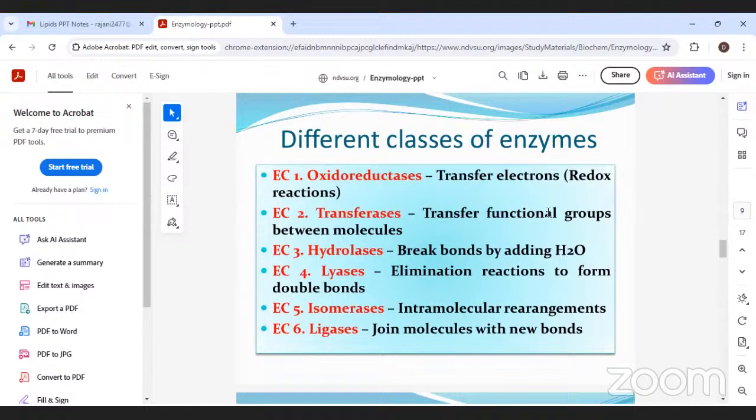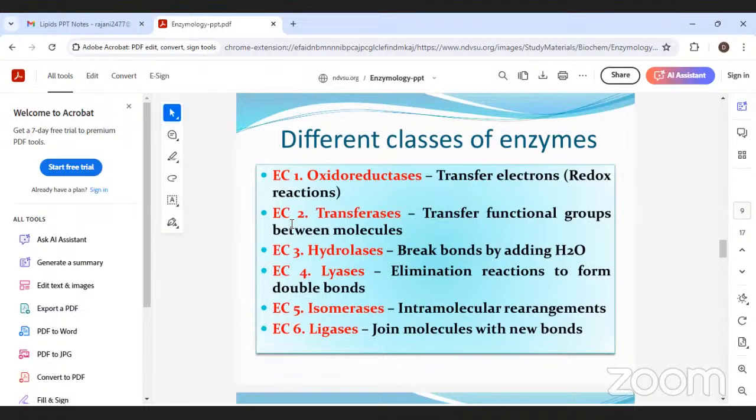This is the most important. These are all the basic points. If you study molecular biology, entomology or physiology, these things are also most important. Oxidoreductases transfer electrons in redox reactions, moving electrons from one molecule to another molecule.